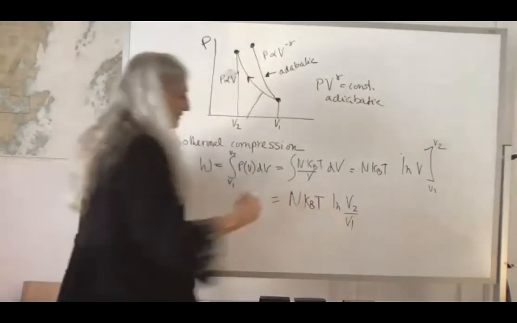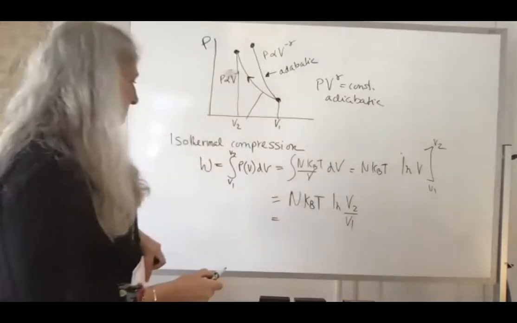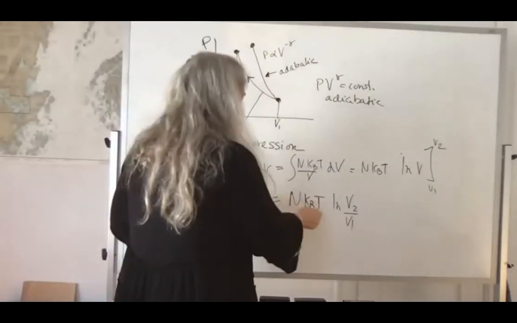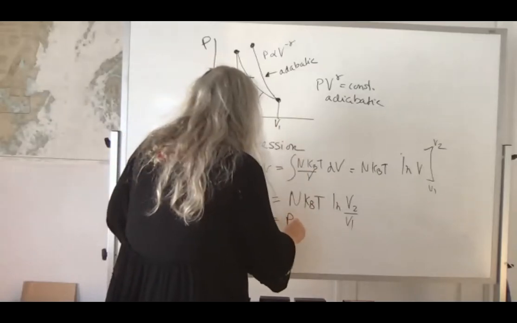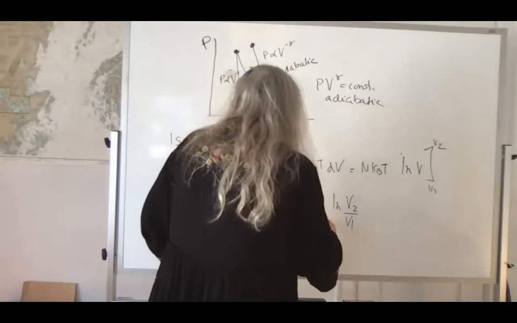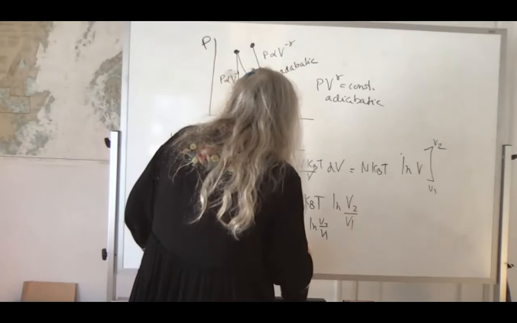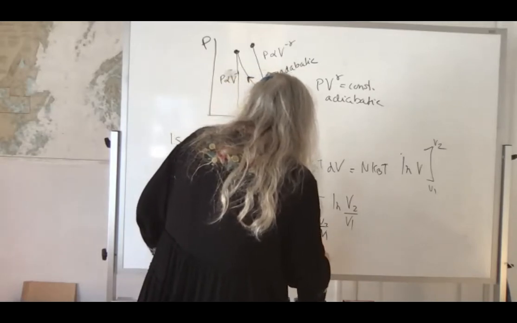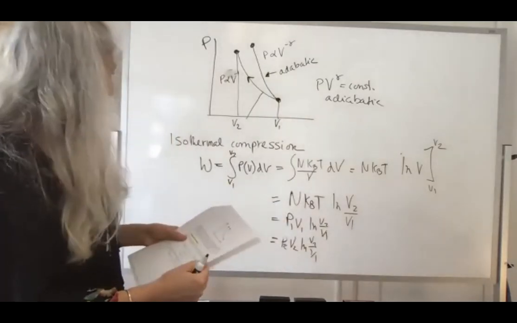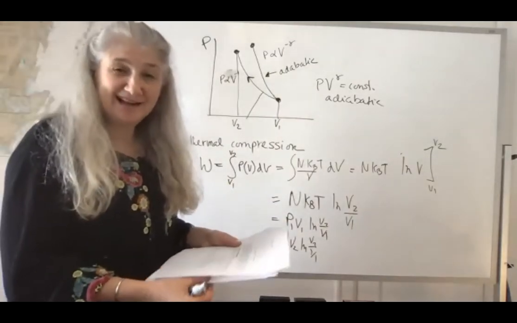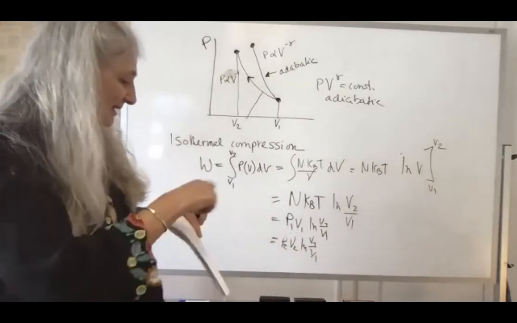And that's the answer. In fact, you could write this as PV. Since it's isothermal, this is the same at the beginning and at the end. So I could write it as P1 V1 ln V2 over V1, or I could write it as P2 V2 ln of V2 over V1. Doesn't matter because temperature is constant across the trajectory. So that's the work done in an isothermal compression trajectory on a PV plot.